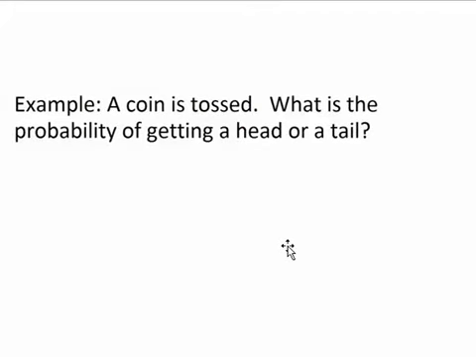And now let's use the addition rule to find the probability of getting a head or a tail. These two events are mutually exclusive because when you flip a coin, you get heads or tails. You get one or the other, and you can't get both. So we can use the addition rule to find the answer to this question.